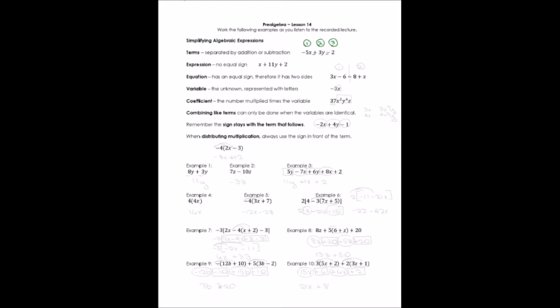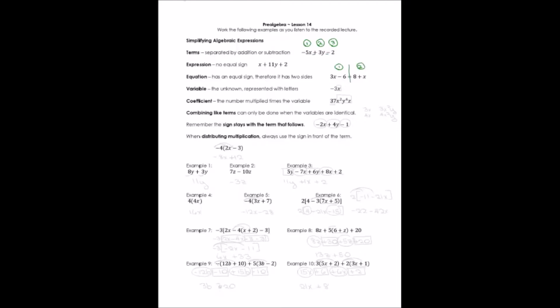Next would be expression. When we say an algebraic expression, you need to know that it has no equal sign. It has multiple terms, such as x plus 11y plus 2, but there is not an equal sign. The difference between an expression and an equation is the equal sign. An equation has multiple terms also, but it has an equal sign. Therefore, it has two sides to the equation. You can think about the equal sign as splitting the equation into two parts. Side 1 is on the left and side 2 is on the right.